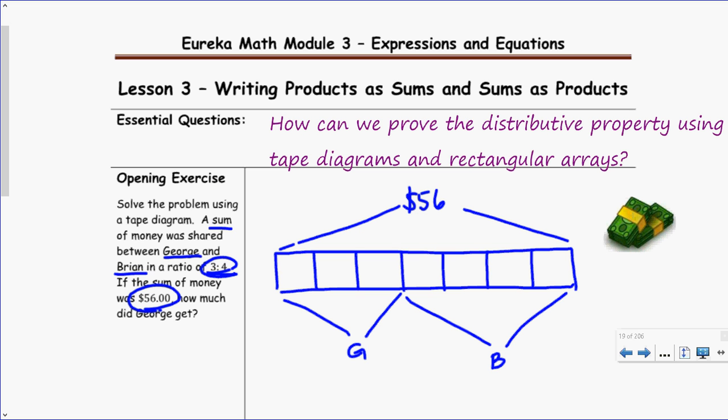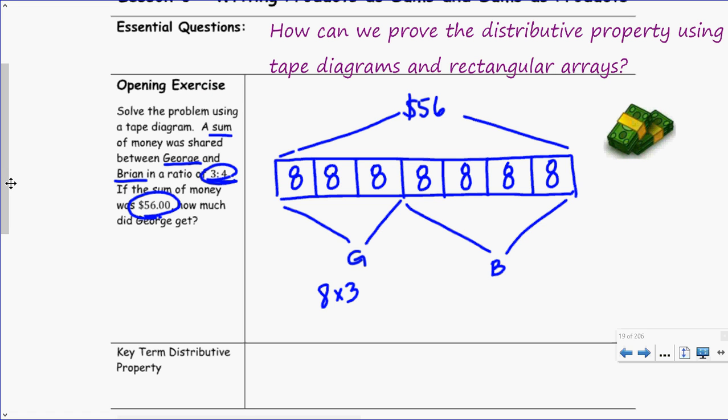So hopefully you figured out by now that I can do 56 divided by 7, and that will tell me how much goes into each box. So we can write it like this. And then very easily, George is 8 times 3, and Brian, even though they don't ask it, would be 8 times 4. So $24 for George and $32 for Brian. And you can double check that by adding them together: 24 plus 32 equals 56.